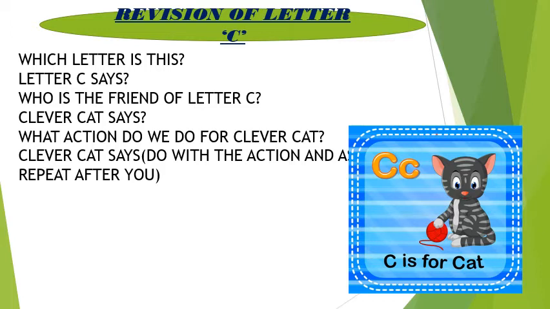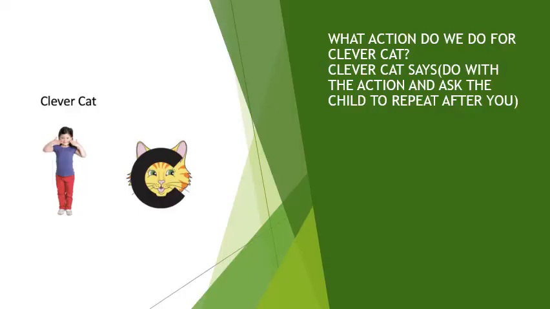So children, can you tell me by looking at this picture which letter is written here? Yes, this is letter C. Do you know what letter C says? Letter C says K. Do you know who is the friend of letter C? The friend of letter C is Clever Cat. And do you know what action we do for Clever Cat, children? We learned yesterday, right? We stroke imaginary whiskers across our cheeks. As you can see in this picture, how that girl is doing like that.